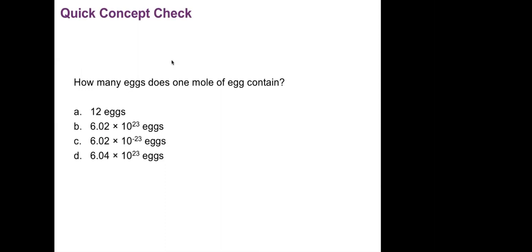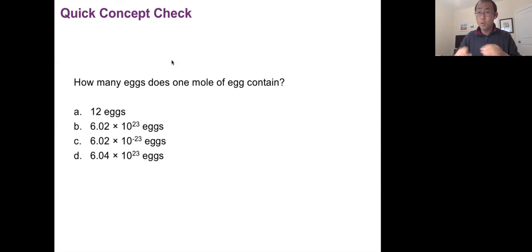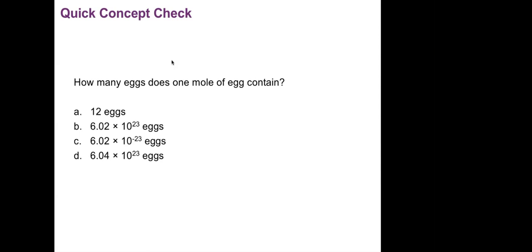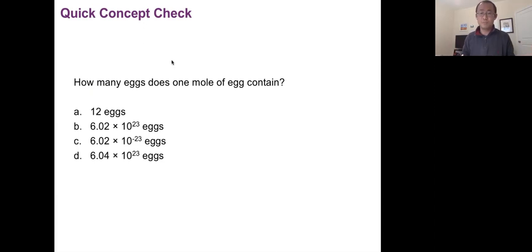Is it B? B, 6.02 times 10 to the 23rd eggs. Again, 1 mole of anything equals 6.02 times 10 to the 23rd. It doesn't have to be atoms. Of course, for this big number, we mostly use it for atoms or molecules. Next.